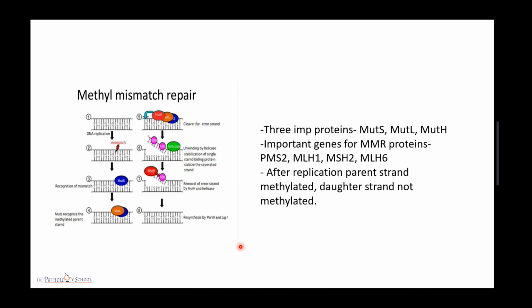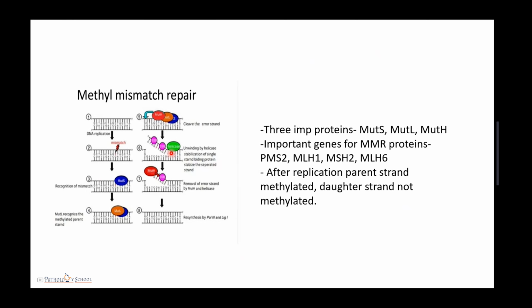So this is the diagrammatic representation of the methyl mismatch repair. The three important proteins are MUT-S, MUT-L and MUT-H. See, MUT-S has to recognize the parent strand. Then MUT-L recognizes the methylated parent strand. MUT-S first comes and attaches. Then MUT-L recognizes the parent strand. Then there happens the cleavage of the error strand.